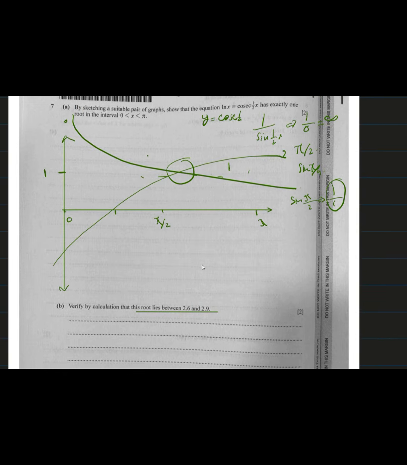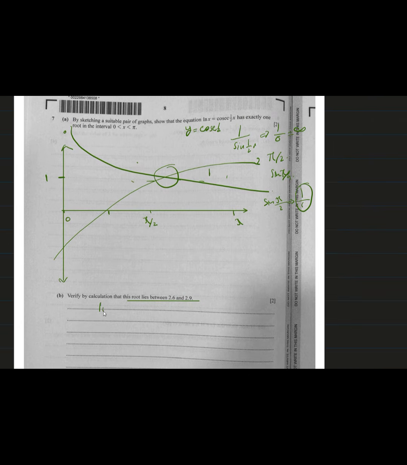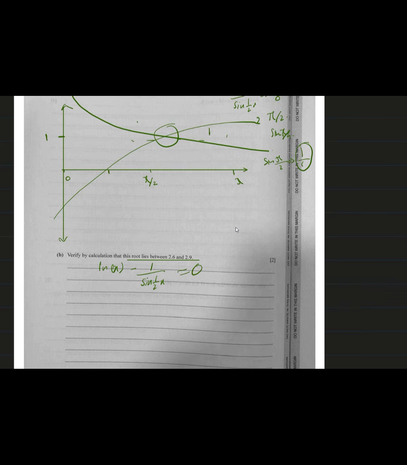Verify by calculation that this root lies between 2.6 and 2.9. So our equation is ln x equals cosecant half x. So ln x minus 1 over sine of half x is equal to 0. We can take this to that side, right? And then we can replace this 0 by y, or f of x.